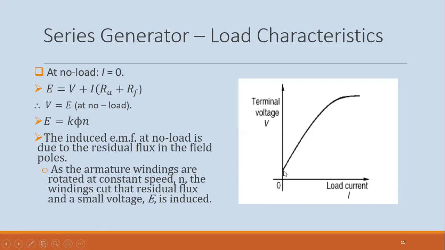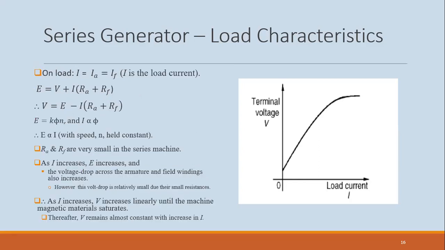So some residual flux is in the field poles, and as the armature is turning within the field, you have an induced EMF, right? A small voltage. So even at no load, you have a small terminal voltage across the terminals of the generator, the series generator.